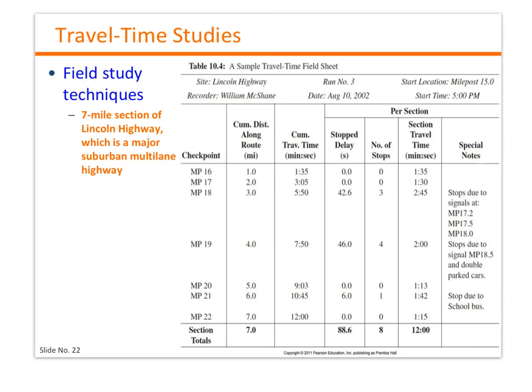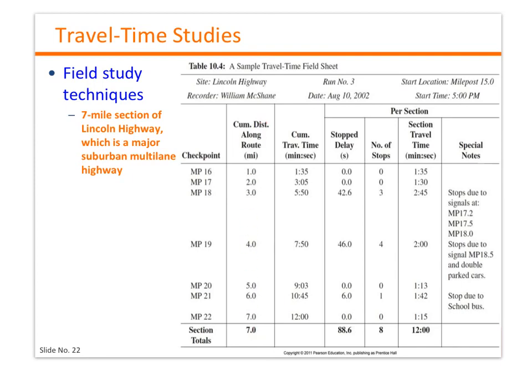This is an example to show you a sample of a travel time field sheet. As you can see in this table, we have a 7-mile section of Lincoln Highway, which is a major suburban multi-lane highway, and we have different checkpoints. MP16 means mile post number 16, MP17 is mile post number 17, and from mile post 16 all the way to mile post 22, those are the 7-mile section.